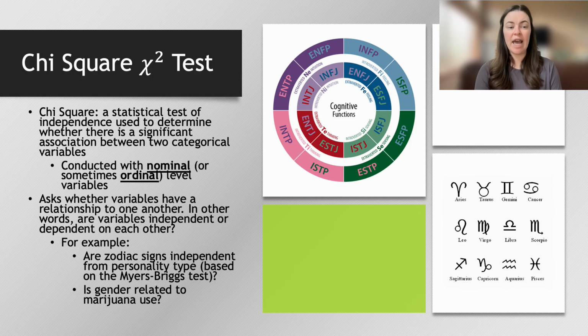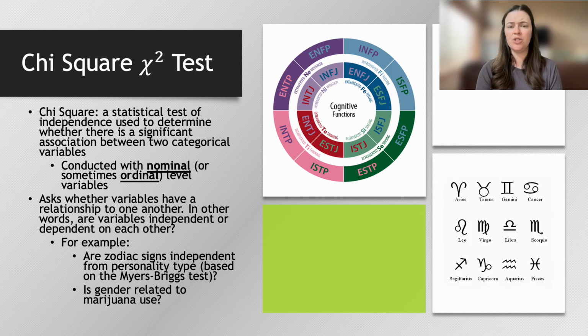Essentially what we're doing is asking whether variables have a relationship to one another, or in other words, are variables independent or dependent on each other? Do they have some sort of relationship, or are they completely separate from one another? An example of this is, are zodiac signs independent from personality type?